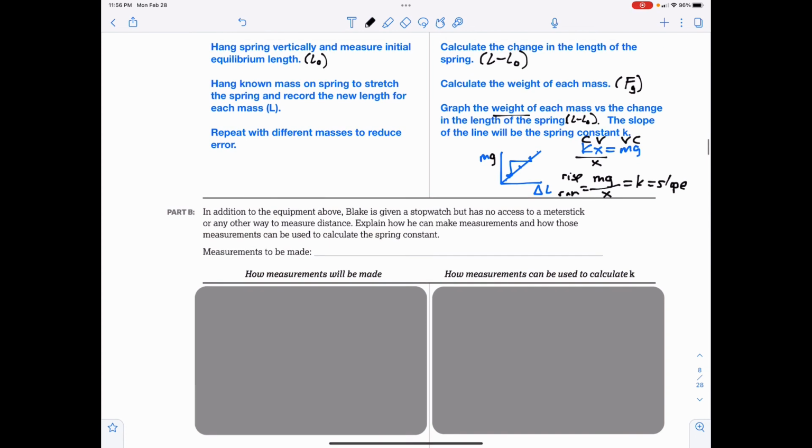In addition to the equipment above, Blake is given a stopwatch, but has no access to a meter stick or any other way of measuring distance. Explain how he can make the measurements and how those measurements can be used to calculate the spring constant.